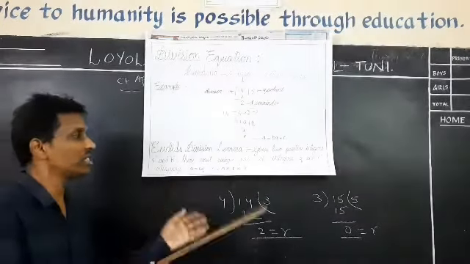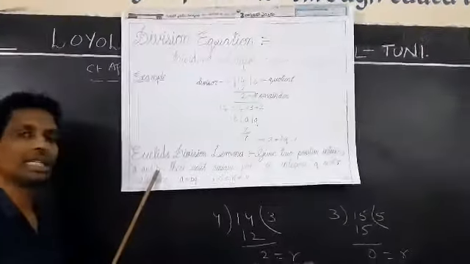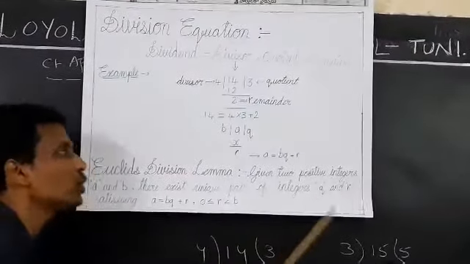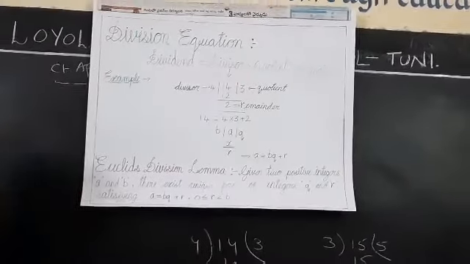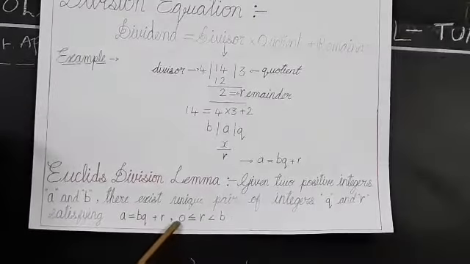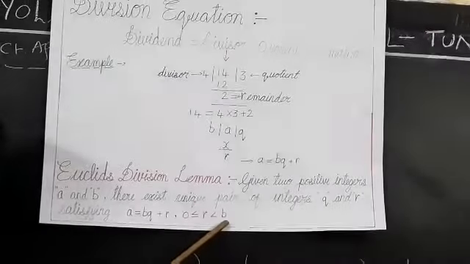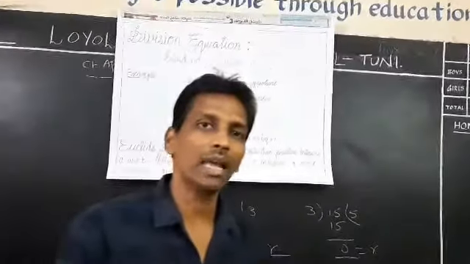So let us go through the definition again. Given two positive integers a and b, there exists a unique pair of integers q and r, that means the quotient and r also some integers, satisfying the condition a equals bq plus r, where 0 is less than or equal to r less than b. This is known as Euclid's division lemma.